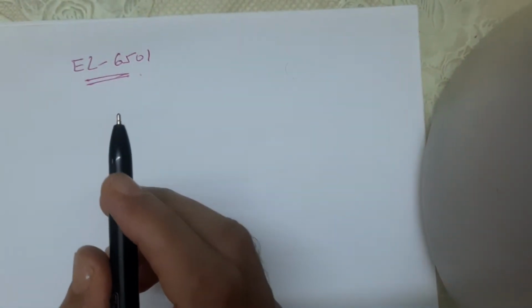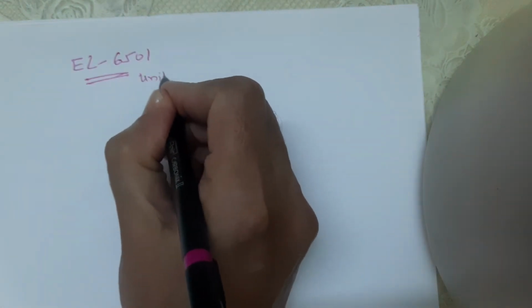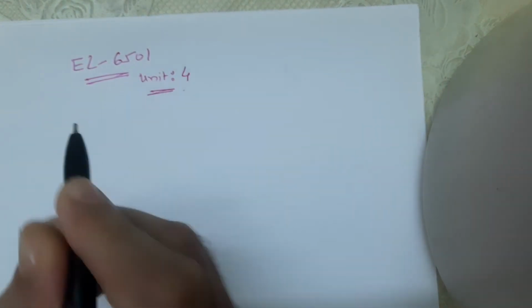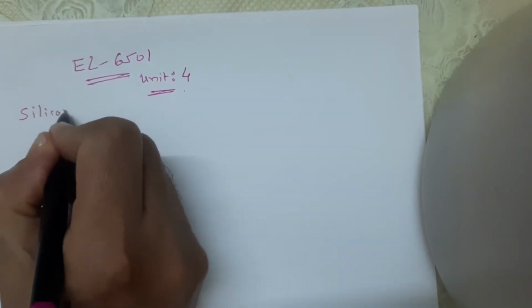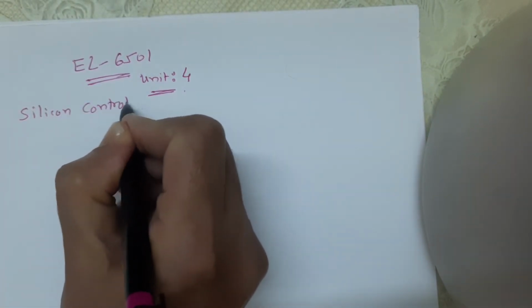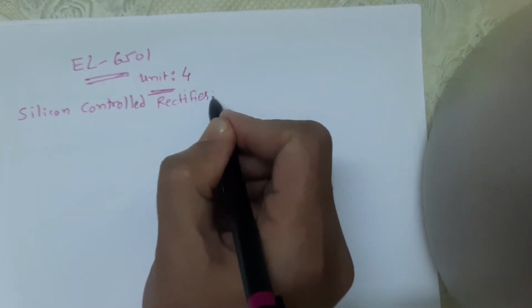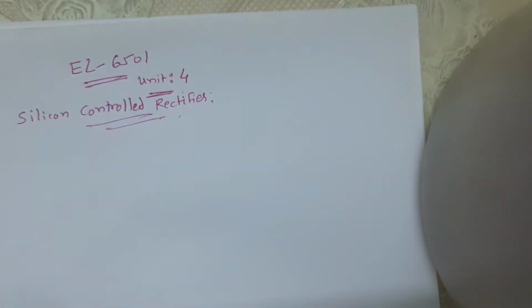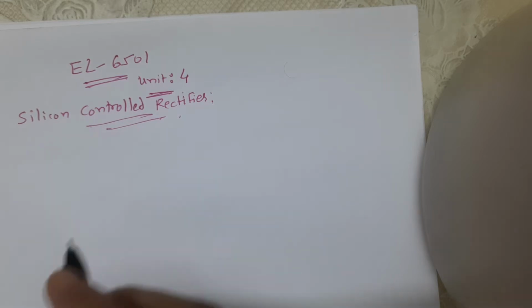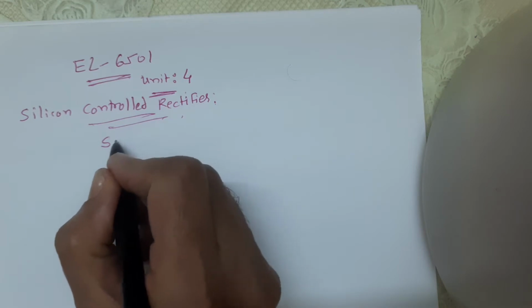Now we are starting the paper EL 6501, unit 4. The topic is silicon controlled rectifier. The silicon controlled rectifier is also known as SCR.